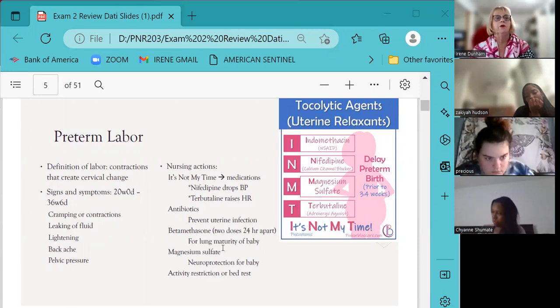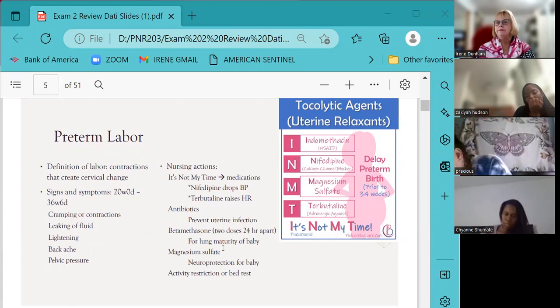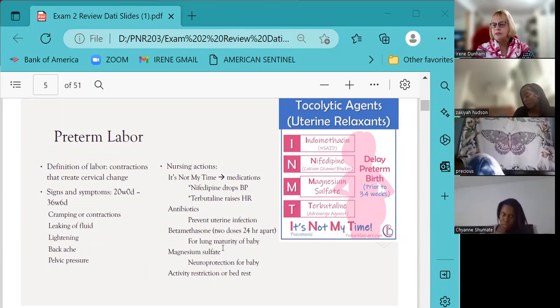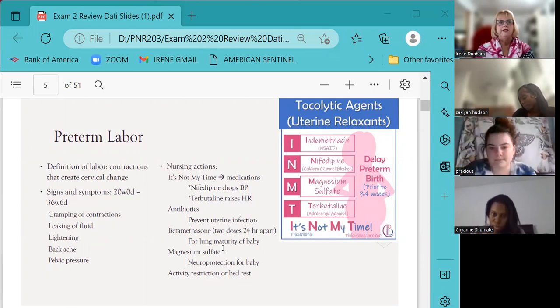Well, preterm labor is from 20 weeks up to 36 weeks and 6 days. Okay, 20 weeks. Now, 20 weeks is the time of what? Viability. All right, so 20 weeks and 0 days.